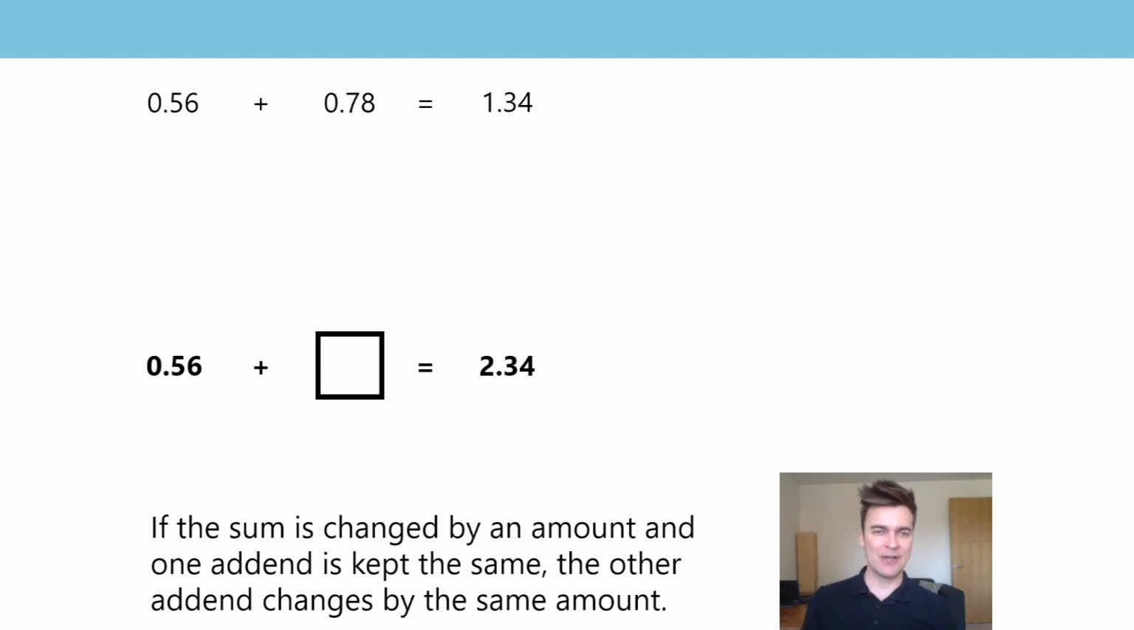Ready? So we can see there is an unknown addend. I can see one addend has stayed the same. I can see the sum has increased by 1. So I need to increase the addend 0.78 by the same amount to find the missing addend.